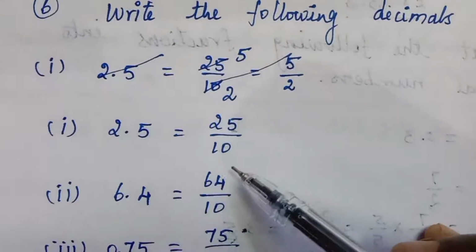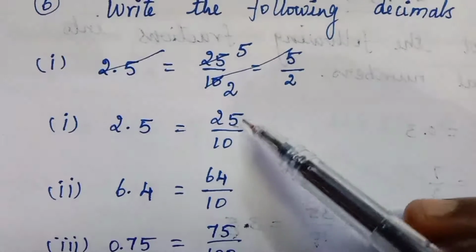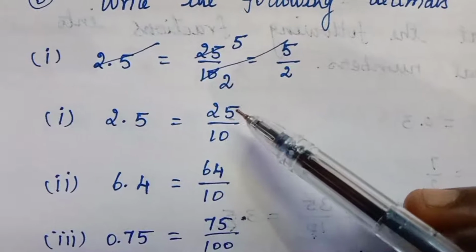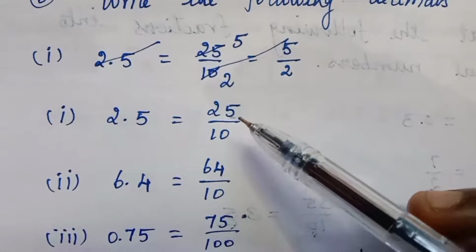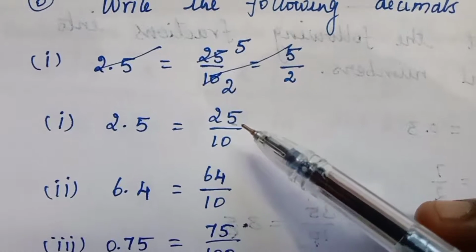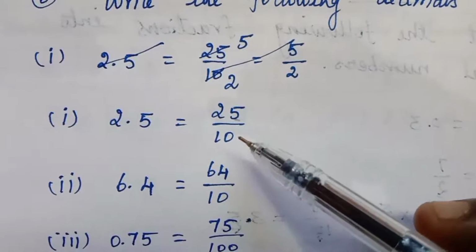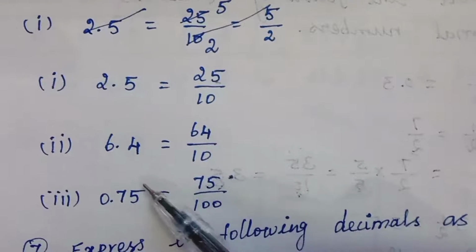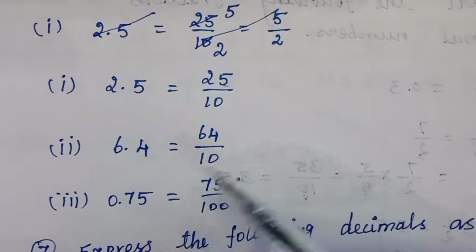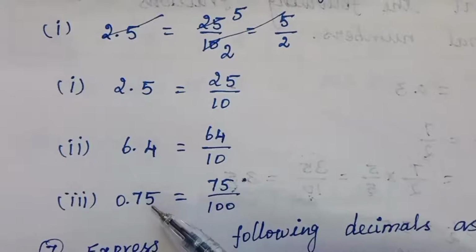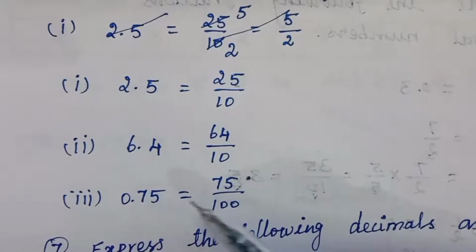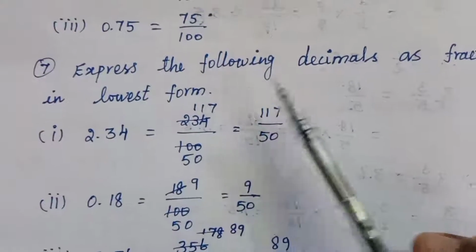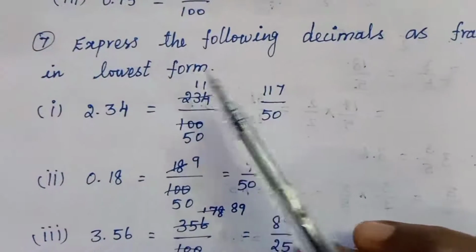6.4 is 64 by 10. There is no need to use a cancelling method. Only if the question asks for the simplest form do you have to cancel. Otherwise, no need to cancel. Next, 0.75. Without the decimal point, the number is 75. We have two decimal places, so 75 by 100.